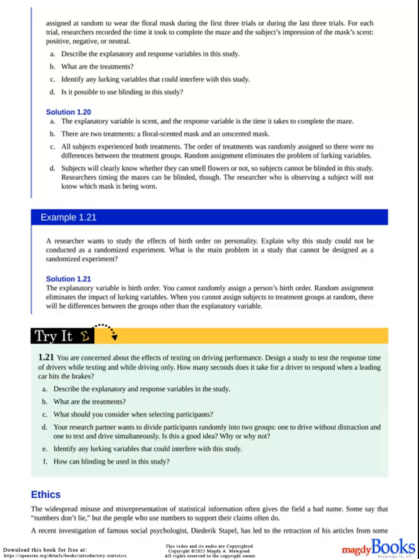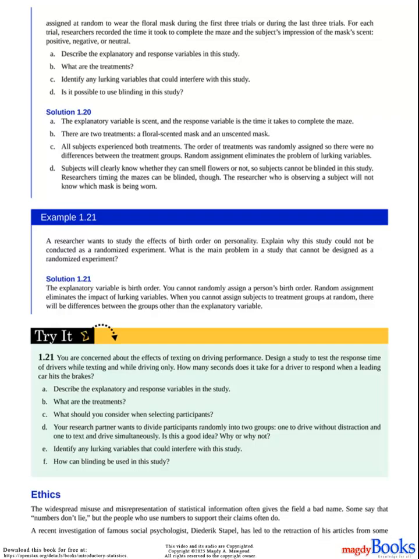You are concerned about the effects of texting on driving performance. Design a study to test the response time of drivers while texting and while driving only. How many seconds does it take for a driver to respond when a leading car hits the brakes? A. Describe the explanatory and response variables in the study. B. What are the treatments? C. What should you consider when selecting participants?